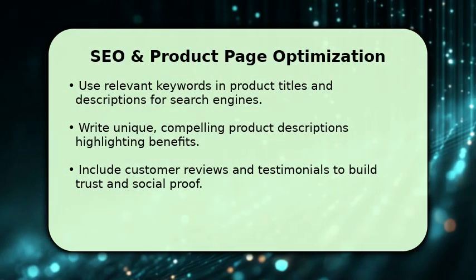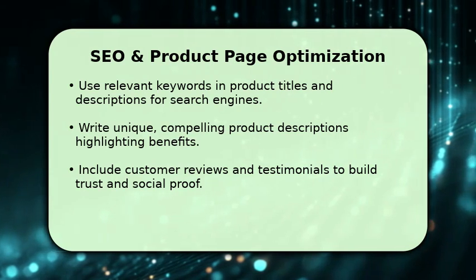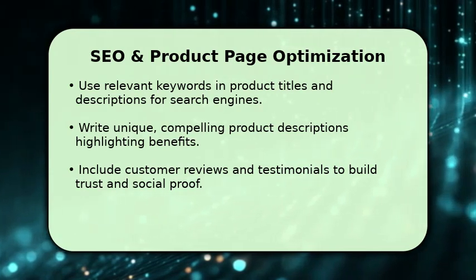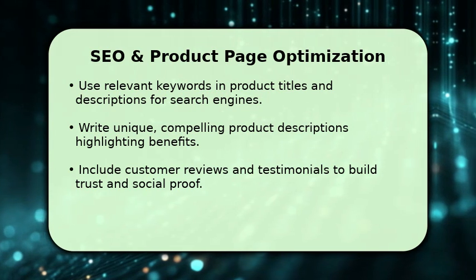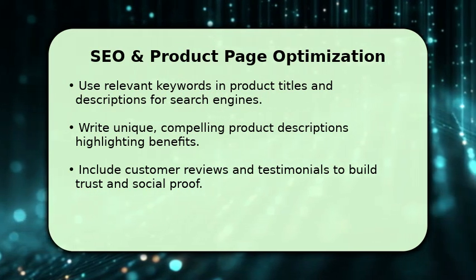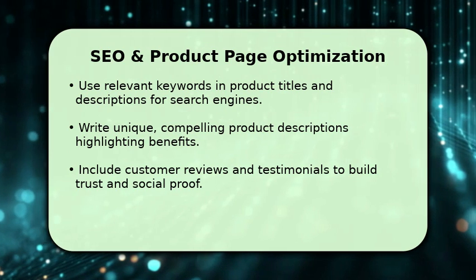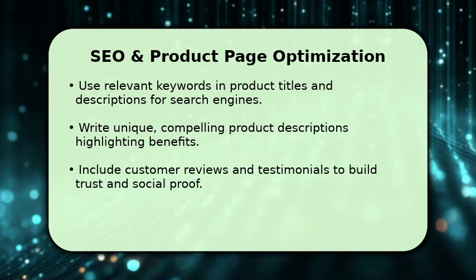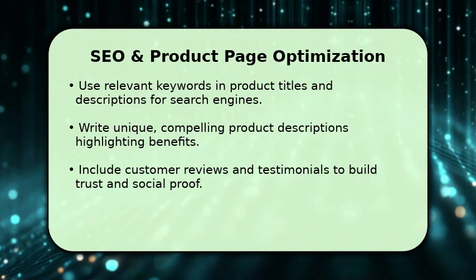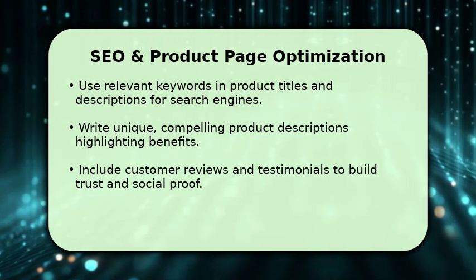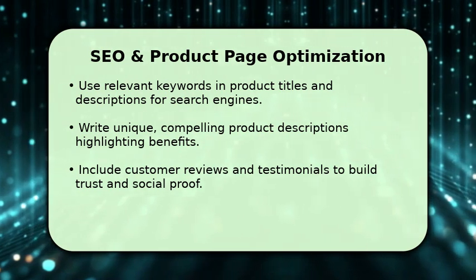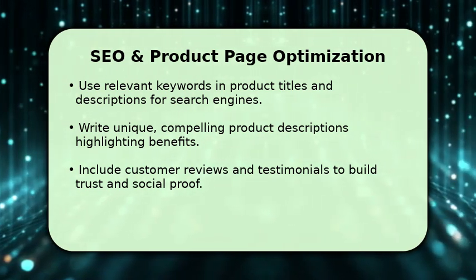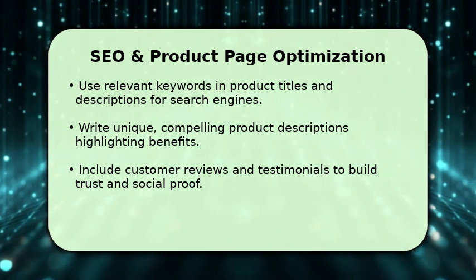Now, let's optimize for visibility and sales. Use relevant keywords in your product titles and descriptions to improve search engine rankings. Craft unique, compelling product descriptions that clearly highlight customer benefits, not just features. Integrate customer reviews and testimonials throughout your store to build crucial social proof. Also, utilize high-resolution images and engaging product videos to showcase your offerings effectively, as visuals are key.